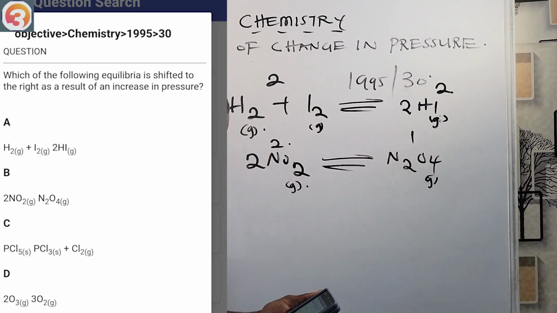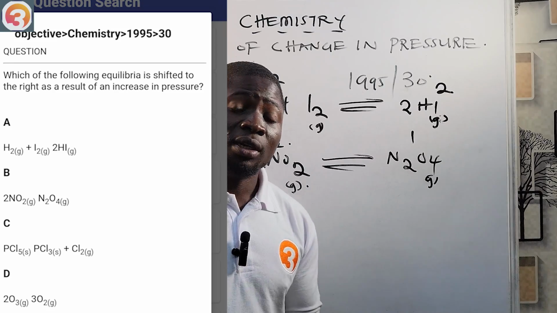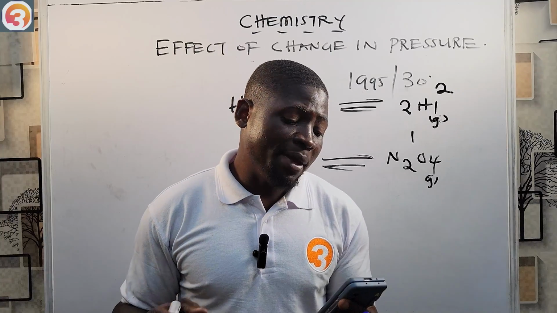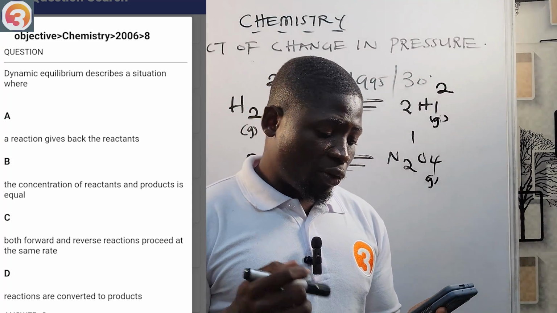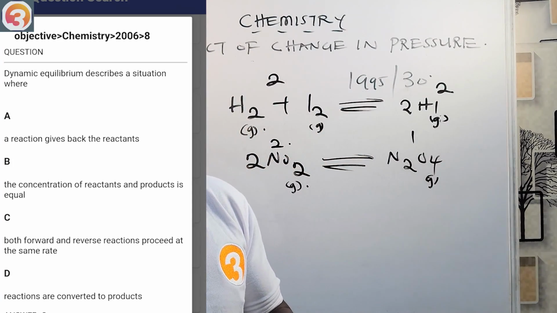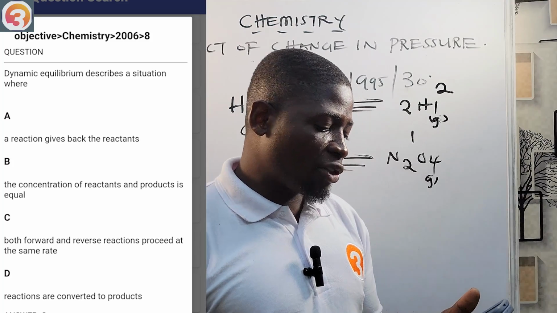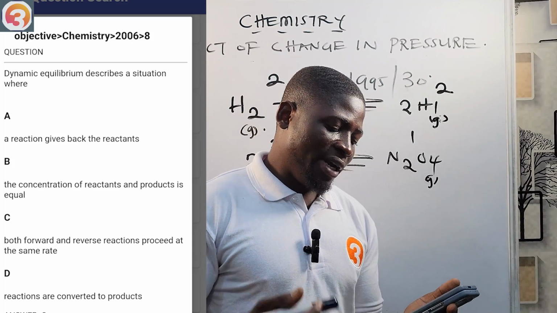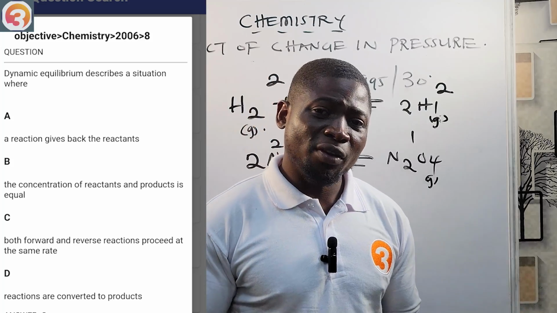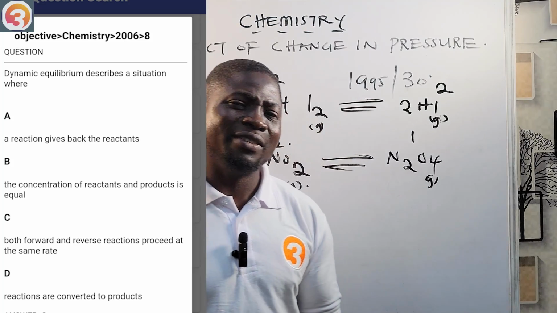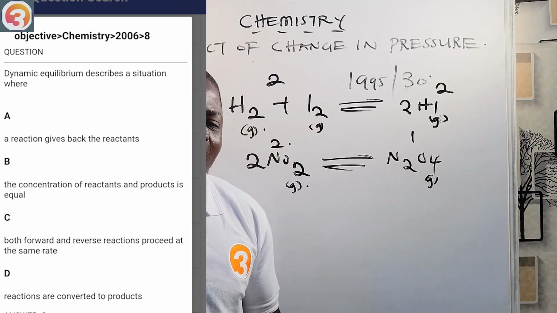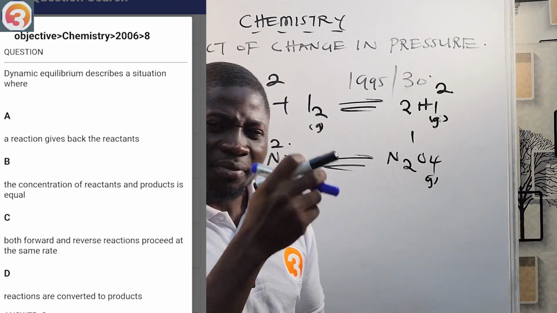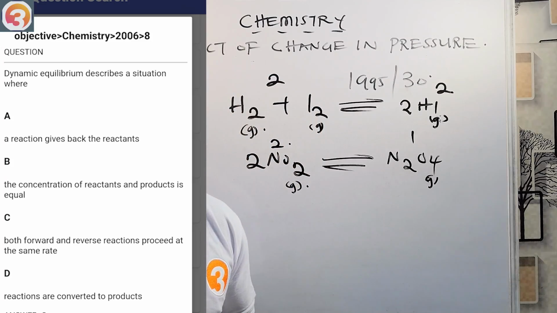Now then, let's look at another question. This is a question that borders on chemical equilibrium. They say dynamic equilibrium describes a situation where a reaction gives back the reactant, B the concentration of reactant and product is equal, C both forward and reverse reactions proceed at the same rate, D reactants are converted to product. In the previous episode, when we started talking about chemical equilibrium, we defined chemical equilibrium as dynamic equilibrium involving a chemical change.